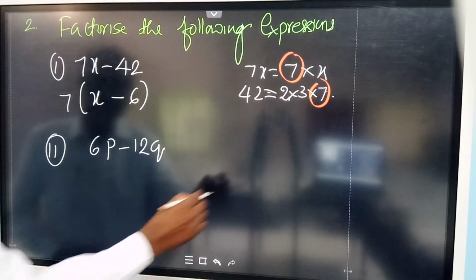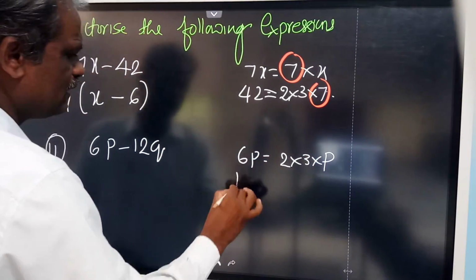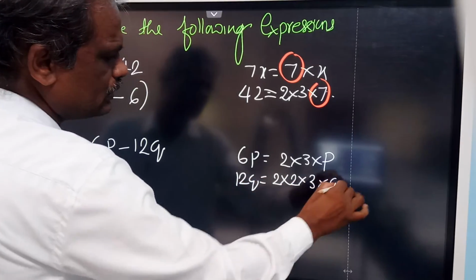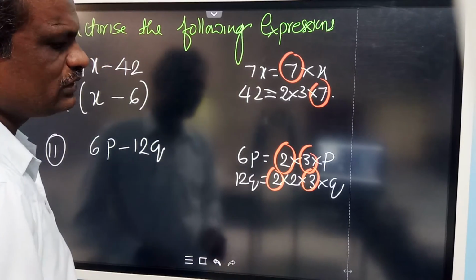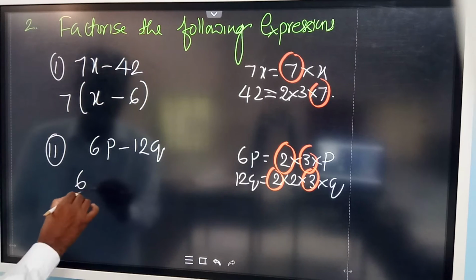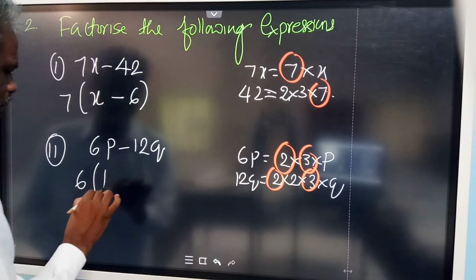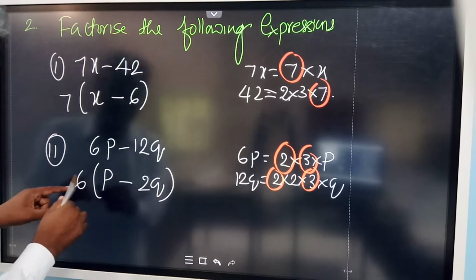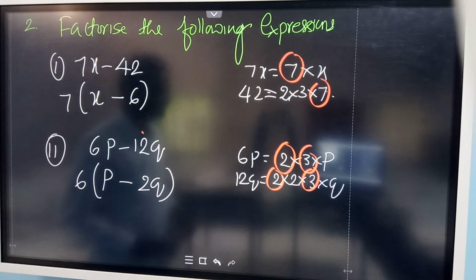Simplify this one. 6p you can write as 2 into 3 into p. 12q you can write as 2 into 2 into 3 into q. Among these you have 2 and 3, so you can take 2 into 3, that means 6, common. If you take 6 common, what will be left out here? p minus 2q. If you multiply this, you should get the same: 6 into p is 6p, minus 6 twos are 12q. So if you multiply this, you should get the given expression.